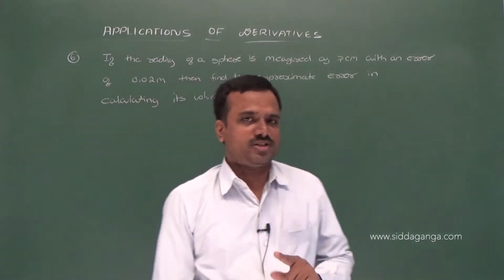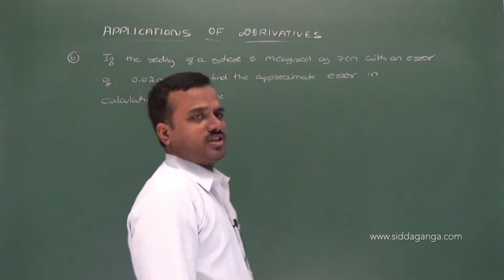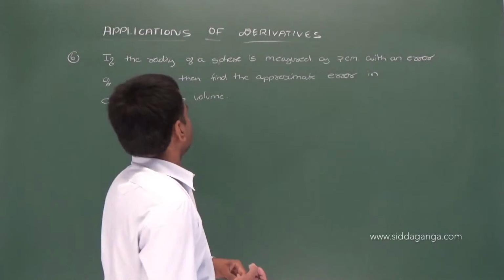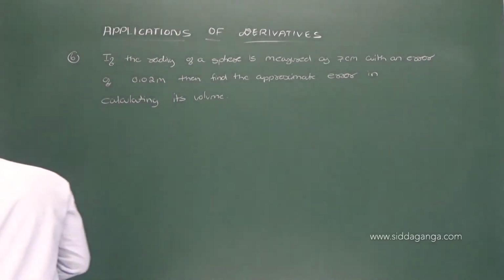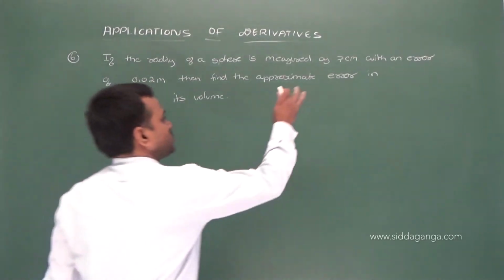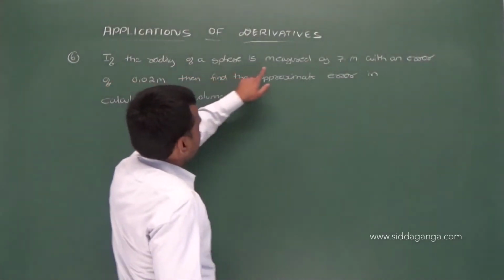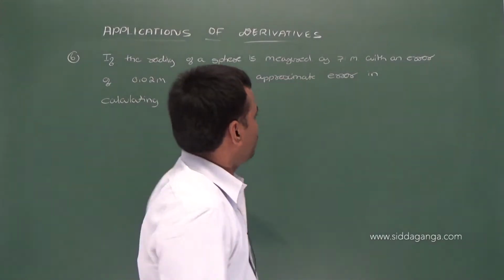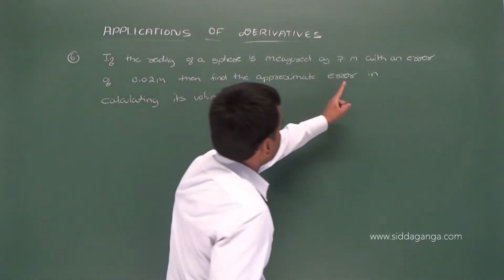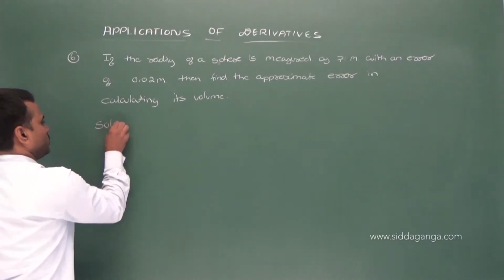I think we discussed this type of problem in the second problem. So the radius of a sphere is measured as 7 centimeter with an error of 0.02 meter. 0.02 not meter, I think it is. So here this one is not centimeter, this one is also meter. 7 meter. If the radius of a sphere is measured as 7 meter with an error of 0.02 meter, then find the approximate error in calculating its volume. So solution. You also solve.